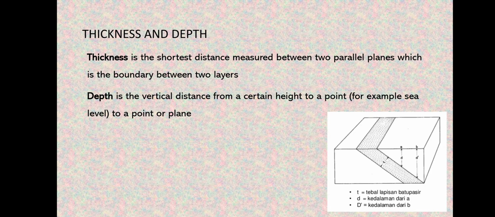Next, the depth. The depth is measured from vertical. This is the depth. For example, this is the plane, and the depth is from the top to this. There is a boundary, so the depth is just from this to this.